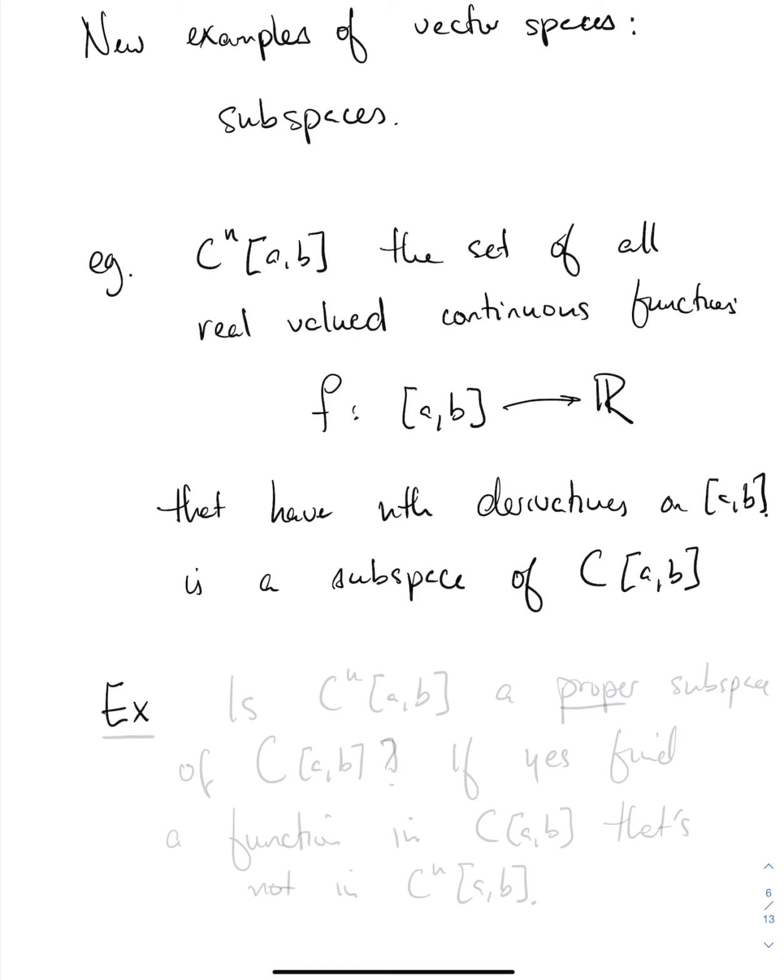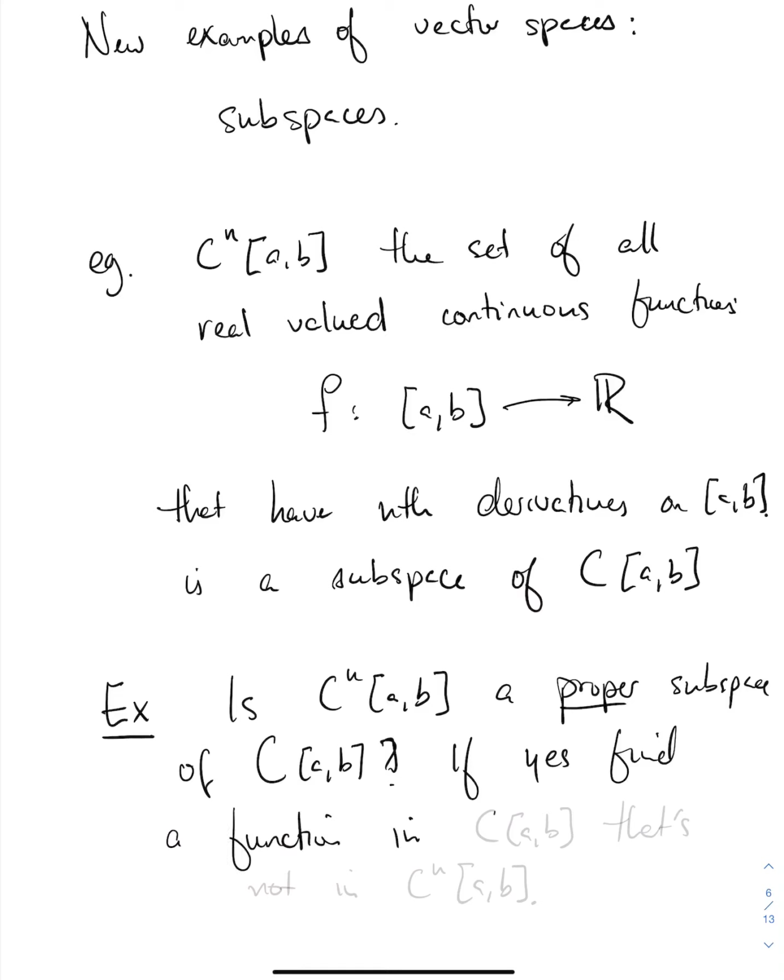Exercise. Is C^n[a,b] a proper subspace of C[a,b]? If yes, find a function that's in C[a,b] that's not in C^n[a,b].